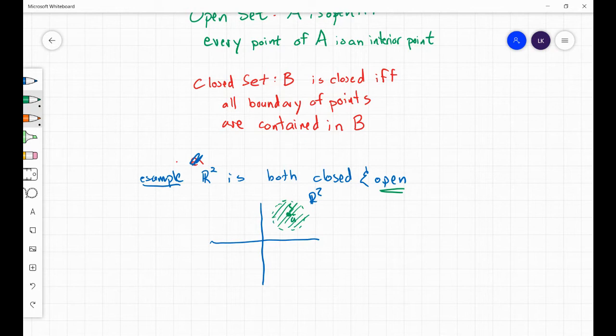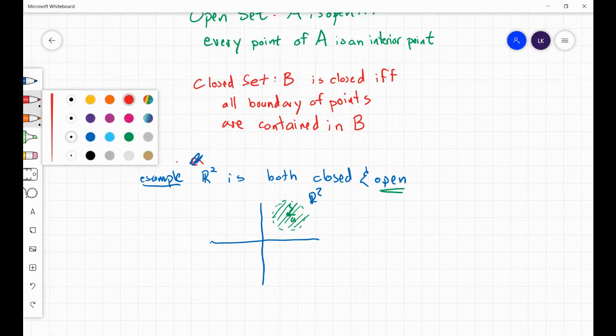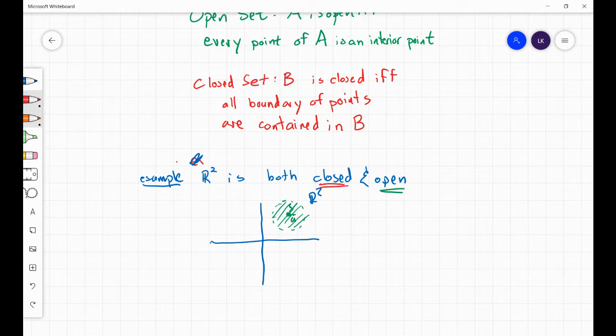And does the plane R2 contain all its boundary points? Well, there are no boundary points. There's no boundary. R2 is unbounded, right? It's not contained in a finite region. So by default, since there are no boundary points, the set contains all its boundary points because there are none. Vacuously true.